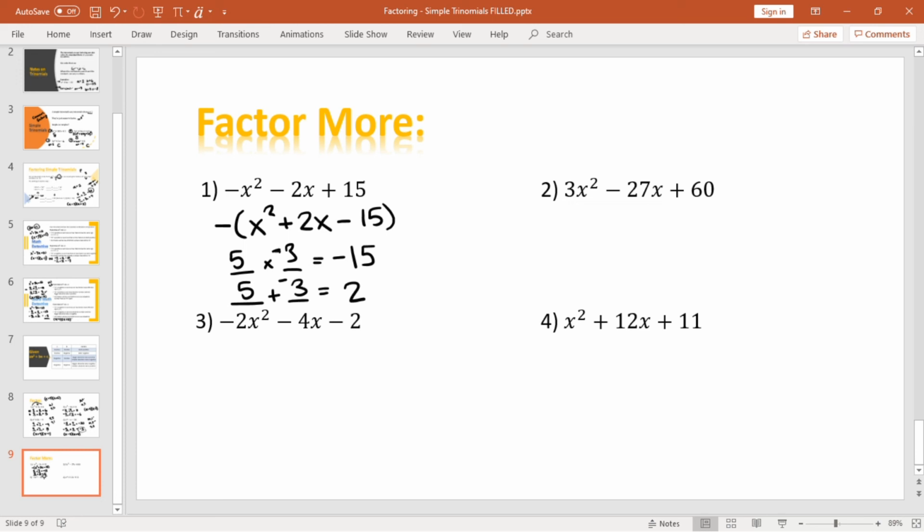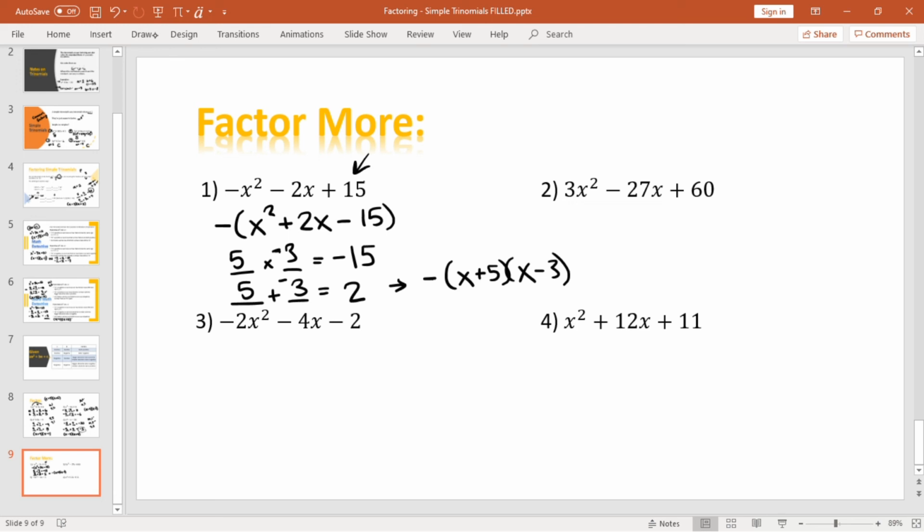So when you write your answer for this one, anything you took out, here it was just negative 1, remember to write it in front of the two binomials. That's my classic mistake. I always forget about the stuff. Sorry. Put that back. X plus 5, x minus 3. And if you were to expand the binomials and then distribute the negative 1, you'd end up right back here.